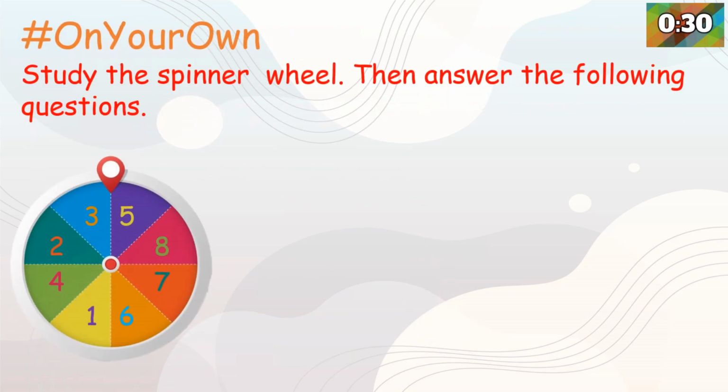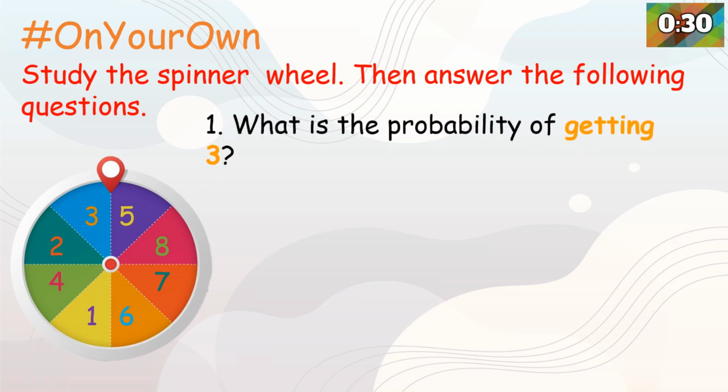Okay, for your own understanding about the topic, I want you to study the spinner wheel, then answer the following questions. I will give you 30 seconds to work with this. For question number 1, what is the probability of getting 3? Okay, I will give you 30 seconds to work with this and your time start now. Alright, time's up.